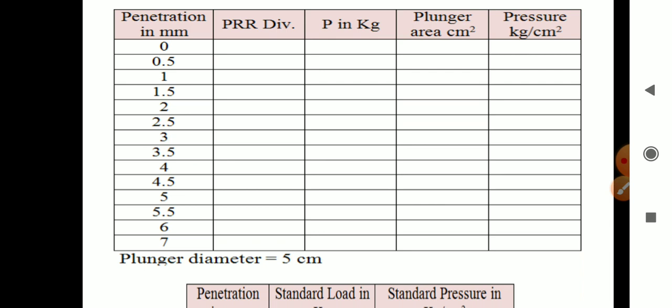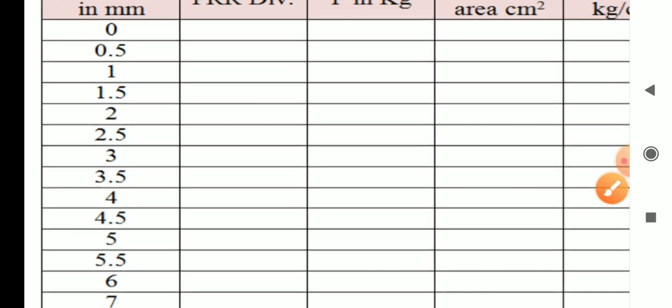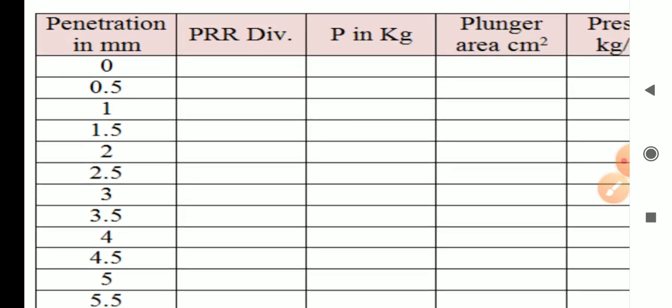The least count of DGR is 0.01 mm. So if you multiply every 50 divisions of DGR, 50 into 0.01 is how much? 0.5. Like that 100 into 0.01, up to 700 into 0.01, we will get 7. We have to continue the experiment until then, and every 50 divisions, so it is 0.5, 1, 1.5, we will note the corresponding PRR division, which we have to convert to P in kg.